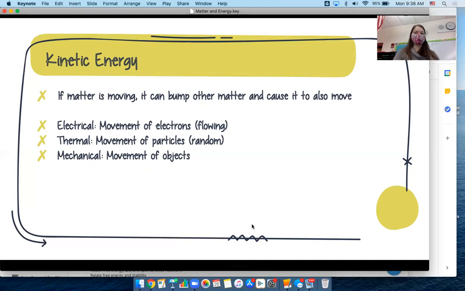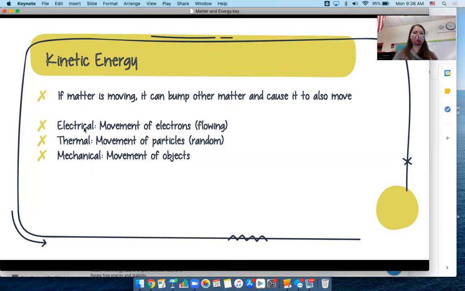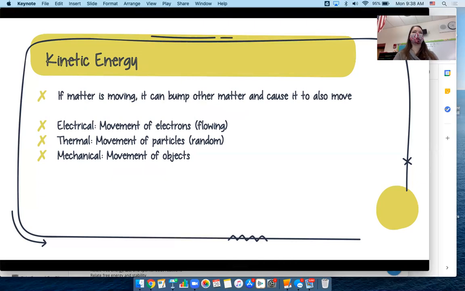So if electrons are flowing from point A to point B, then that is electrical energy. Thermal energy is movement of particles. We've seen this already. We're okay with it?